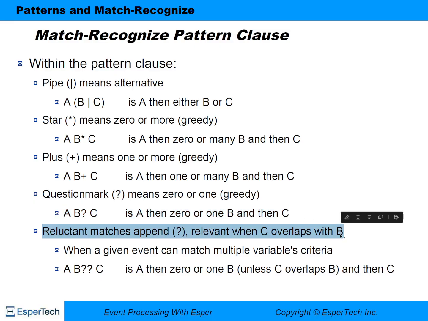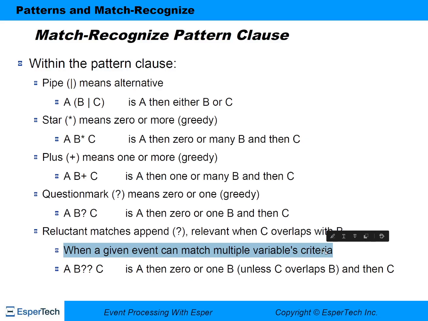In the pattern clause, one can append another question mark character to mean reluctant matches as opposed to greedy matches. Reluctant and greedy matter when the criteria overlap and an event can match multiple variables' criteria expressions. For instance, a given event may fulfill both the criteria for B as well as the criteria for C.